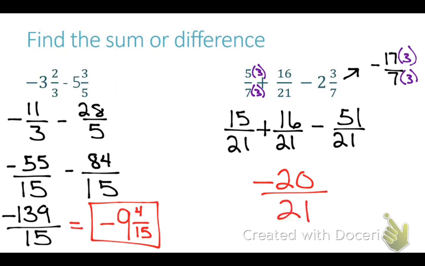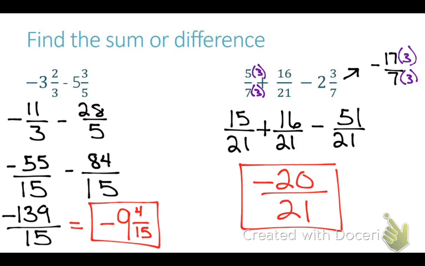Is this my final answer? Yes. It can't be reduced. It can't be changed to a mixed number. That's my final answer. Okay, just because it's red, I could have written the answer before that, and then you reduce, and it's still red. Okay? So, yes, it's negative 20 over 21. All right, so that's finding the sum or difference. You have 4 questions like that on your test tomorrow.